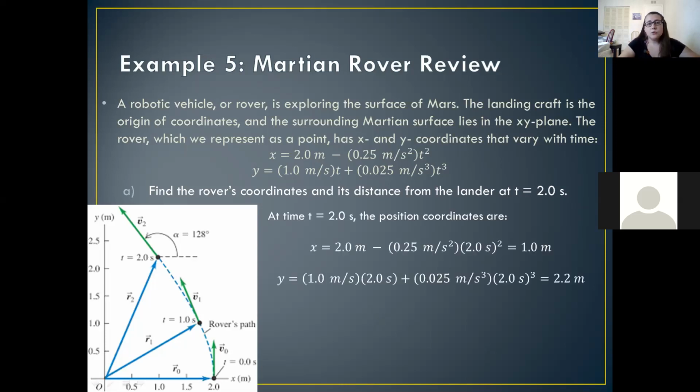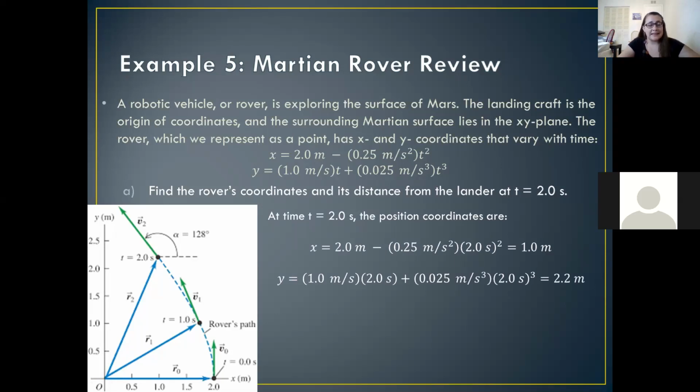So we're going to use those 2 coordinate equations that were given there in the problem, and we're just going to plug 2 seconds in for our time to find the position at that particular moment. So at 2 seconds, our x position is 2 meters minus 0.25 times 2 squared, which gives us a position of 1 meter in our x coordinate.